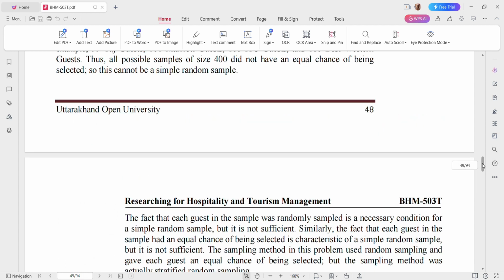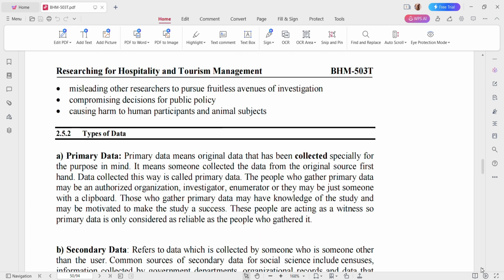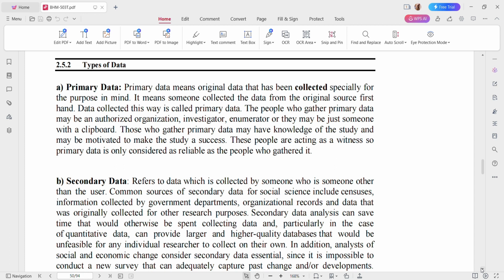Okay, there are two types of data. First one is the primary data, and the second one is the so-called secondary data. Now, what is the distinction between these two? Primary data means the original data that has been collected specifically for the purpose in mind. So it means that someone collected the data from the original source firsthand.